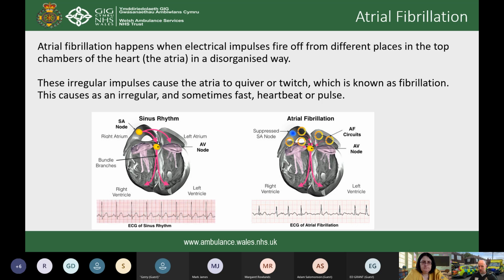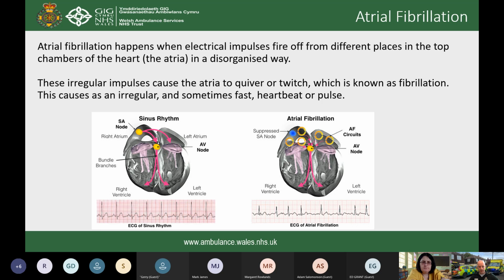So one of the common conditions you probably come across is AF. We know AF is when we take a pulse and it's irregular. Why is it irregular? The reason for it is the SA node is failing. So the natural pacemaker isn't working, and the actual pacemaker is happening somewhere in those atria.